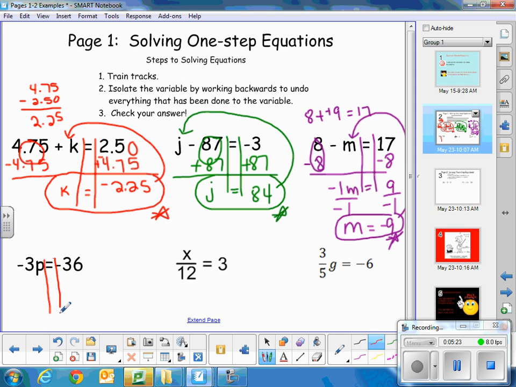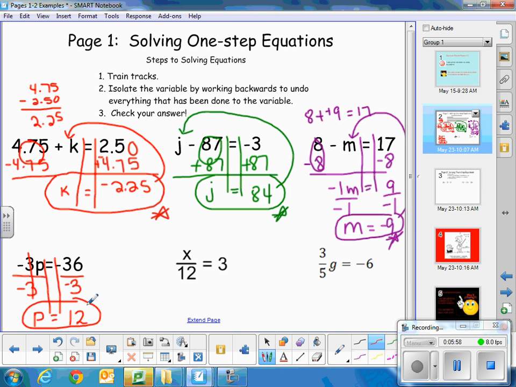In the first example, negative 3p means negative 3 times p, and to undo multiplication, you're going to want to divide. And our goal is to end up having 1p here. So we want to divide by the coefficient of p, which is negative 3, and we want to make sure we do the same thing on both sides. Negative 3 divided by negative 3 is a positive 1, and 1 times p is just p. On the other side, negative 36 divided by negative 3, that's going to be a positive 12, since a negative divided by a negative is positive.